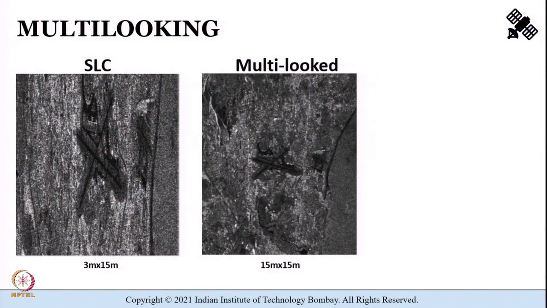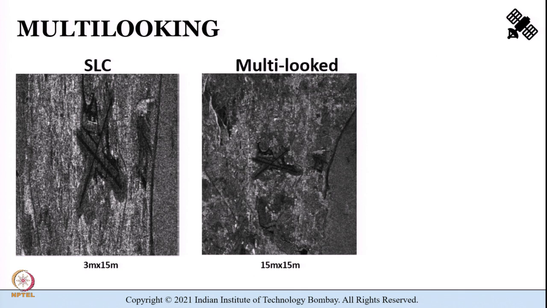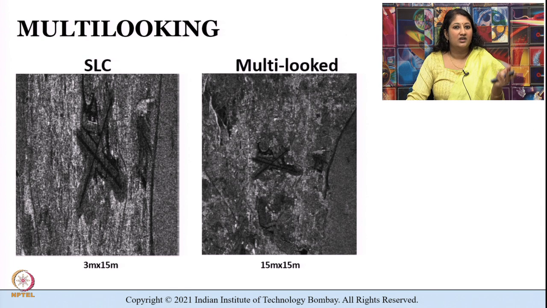So I am giving you a new term here, multi-looking. Multi-looking of SAR image is performed to make rectangular pixels square by converting from slant range to ground range geometry. On your screen, you can see an SLC image and a multi-looked image, and the difference is self-explanatory. Another advantage of multi-looking is that it reduces speckle in the image considerably. Let us try to understand multi-looking in layman language.